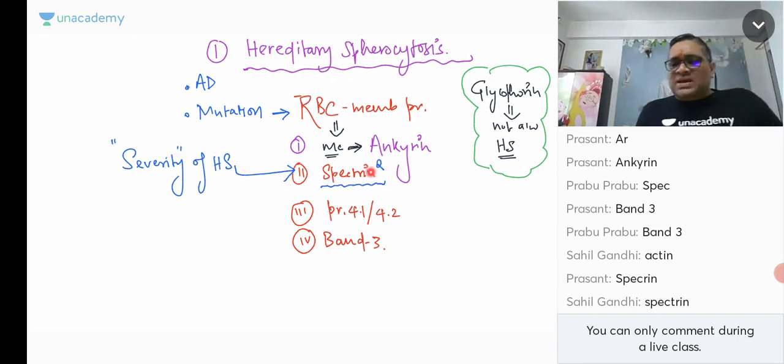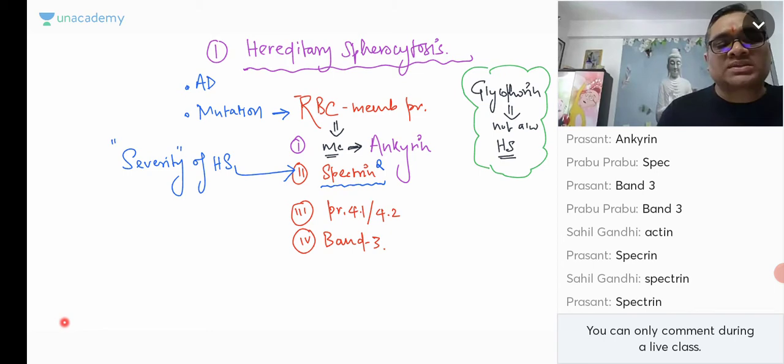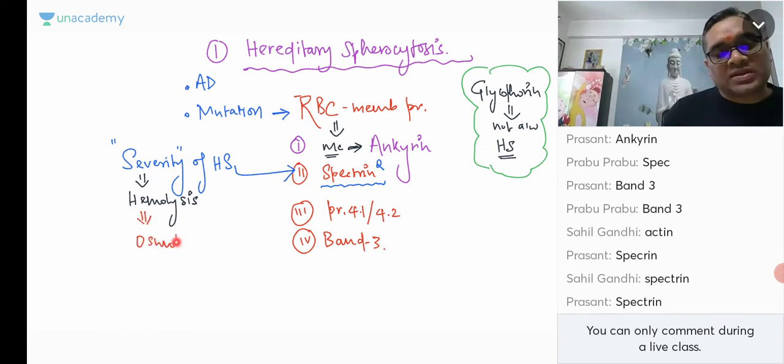That was the question. If I ask you which mutation hemolysis in hereditary spherocytosis is most commonly associated with, always remember, this is how the examiner is trying to fool us. The examiner will try to make us measure the severity by seeing the hemolysis. And how are you going to measure the hemolysis? By the osmotic fragility test. Now understood.